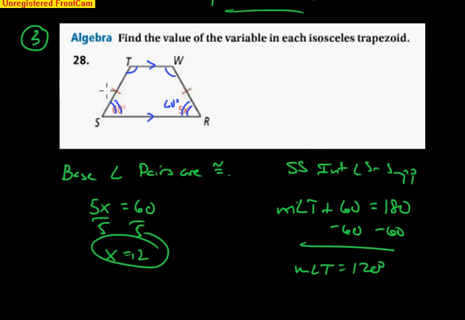So the measure of angle T is then 120, and that is always going to be the measure of angle W. So this is an isosceles trapezoid, 2 angle measures for all 4 angles, because the base angle pairs are congruent.